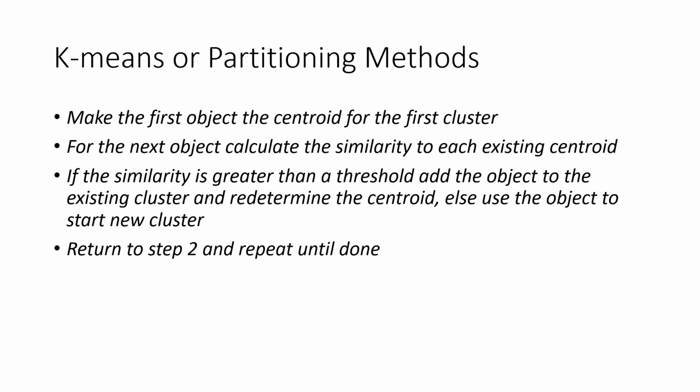K-means clustering follows a fairly simple algorithm. If you've got a bunch of objects, say colored balls, you could just randomly choose one object and make that the center of the first cluster. Then grab a random object and determine how similar it is to the centroid. If the similarity is greater than a certain threshold, add that object to that cluster and then recalculate the centroid. And then you repeat the process.